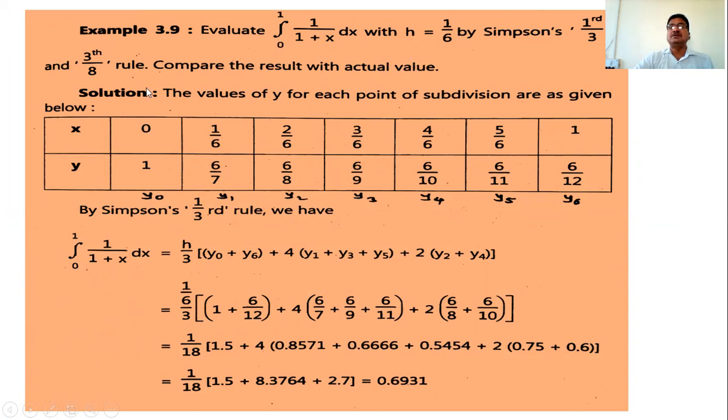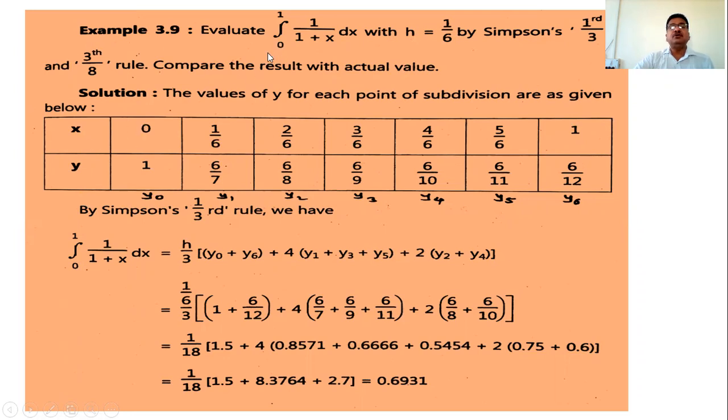Next problem: evaluate integration 0 to 1 of 1 by 1 plus x with h equal to 1 by 6 by Simpson's 1/3 rule and 3/8 rule. Both we have to apply and compare the result with the actual answer. So prepare the table. We are given the function y or f(x), which is 1 by 1 plus x. Write that first formula, y is equal to 1 by 1 plus x, and then prepare the table of the values of x and the values of y.